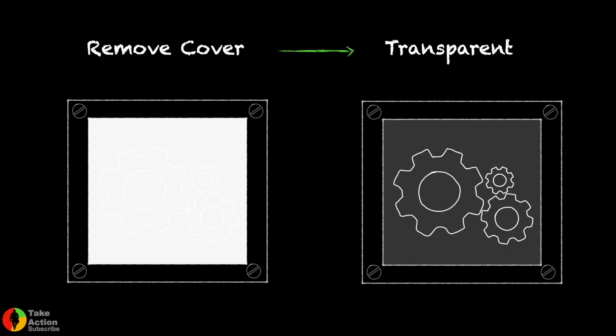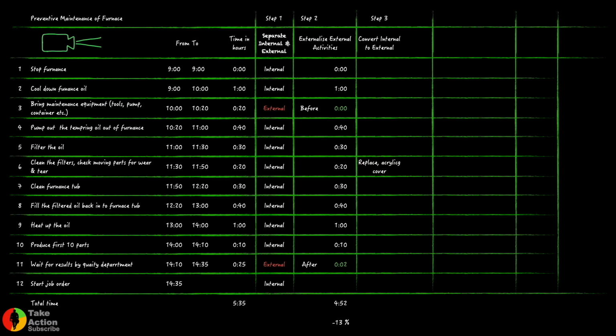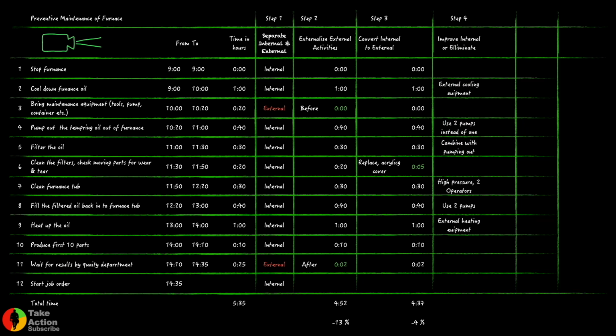By doing this we can save our time. For example, activity number 6 took us 20 minutes before. Now we can replace the filters, and we can inspect the moving parts any time. So we have finished this activity in just 5 minutes. Step number 5 is to improve the internal activities or to eliminate them completely.